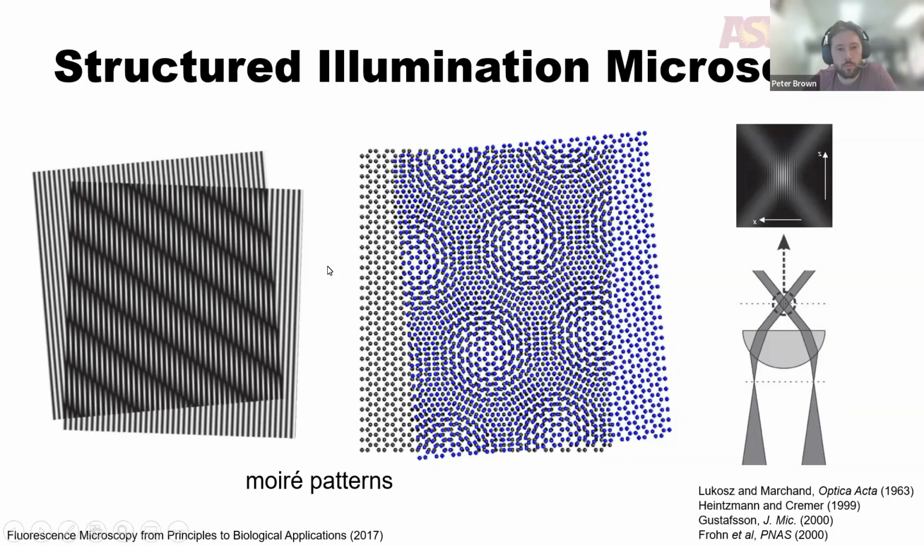This Moiré effect is not restricted to these grating patterns that I'm showing on the left, but is extremely generic. For example, in the middle, I'm showing you two superimposed hexagonal patterns, which exhibit the same kind of lower frequency information.